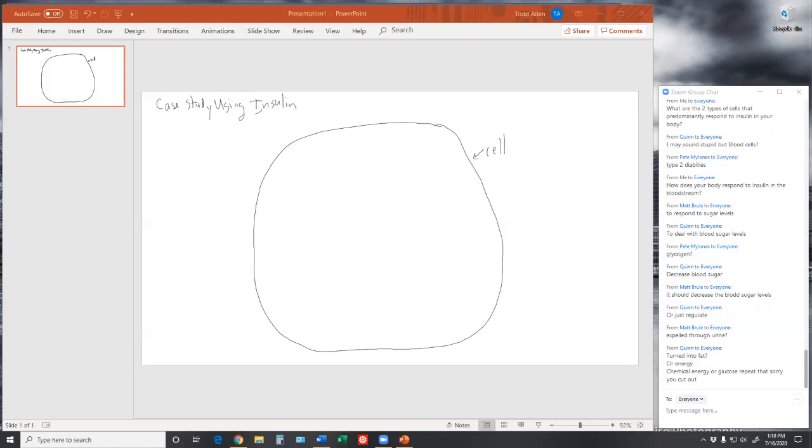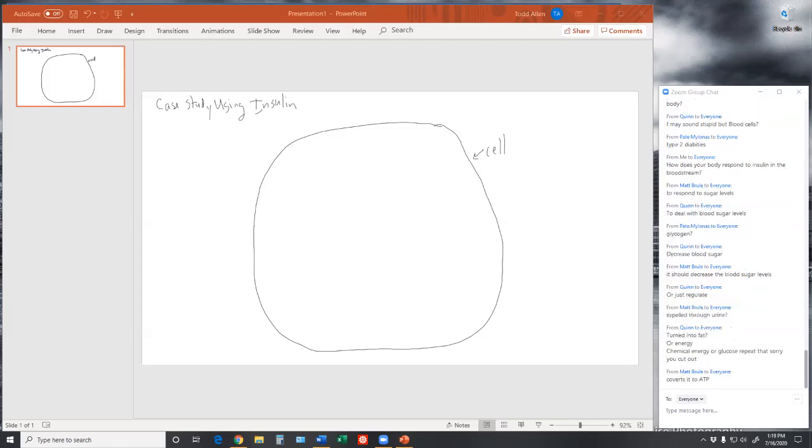So I ask you my question again. How does your body respond to insulin in the bloodstream? Your body responds by doing something to glucose. What's it doing to glucose? I'm asking you, how does your body respond to insulin? When there's insulin present, what happens to the sugar? Matt, you say convert it to ATP. What's going to convert it, Matt?